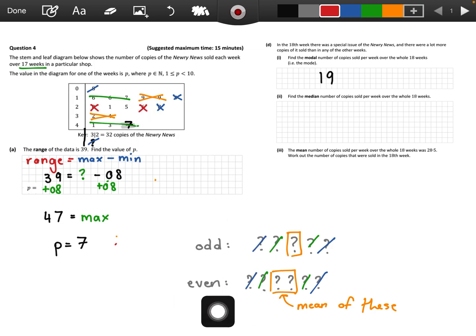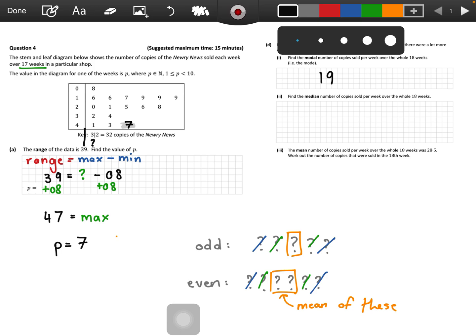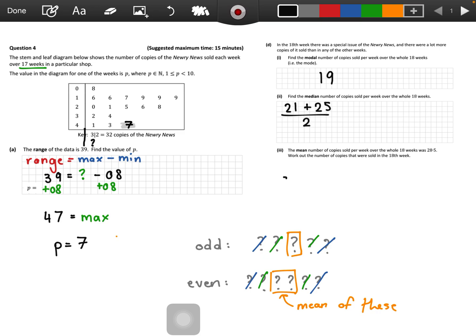So we knew that we were going to have two numbers in the middle, and what we need to do then is get their mean. So I have 21 and 25, they are my middle numbers. I have to get their mean, so I'm going to add them up and divide by 2. What's directly in the middle of 21 and 25? It's 23. So 23 is my new median.